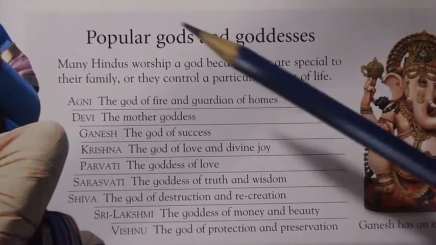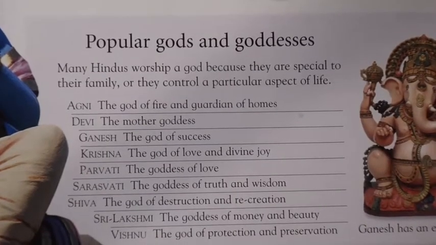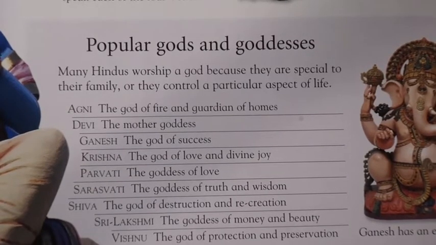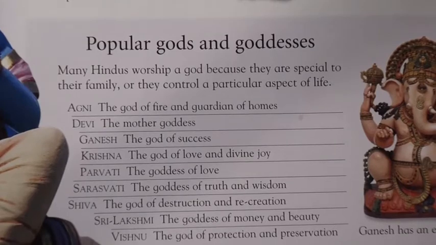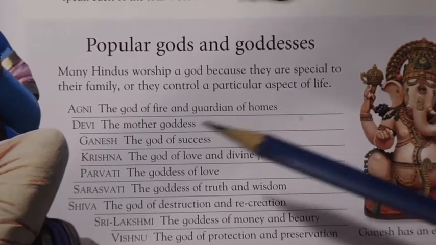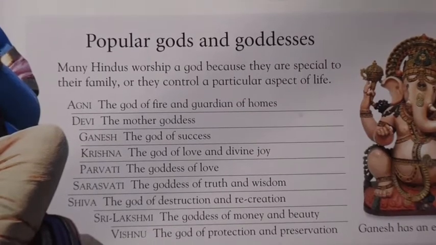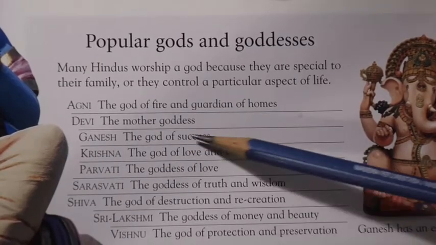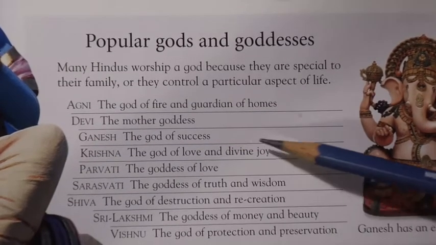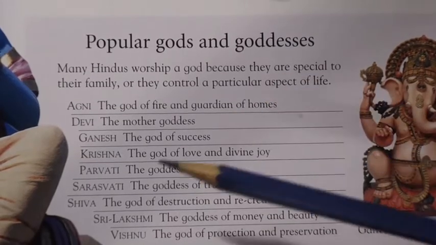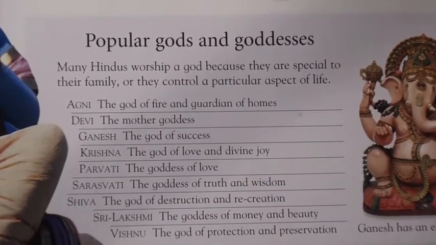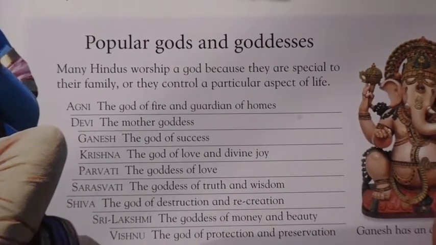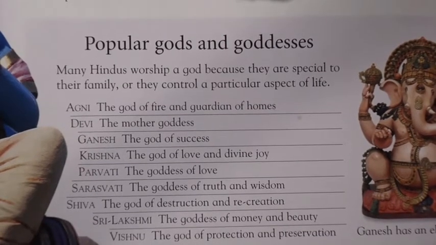The popular gods and goddesses. Many Hindus worship a god because they are special to their own family, so there's a tradition, or they may control a specific aspect of their lives. So there's Agni, the god of fire and the guardian of homes; Devi, the mother goddess; Ganesh, the god of success; Krishna, the god of love and divine joy; Parvati, the goddess of love; Shiva, the god of destruction and creation, as we've said before; and Vishnu, the god of protection and preservation.